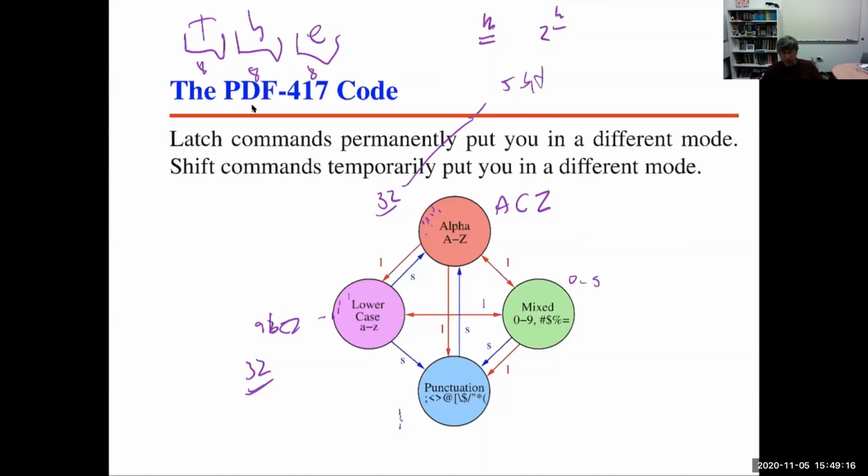And if your message is capital WATCH for this guy, exclamation point. The way to encode it is to get into the capital uppercase mode, then type out all these letters, and then go into the punctuation mode for this guy. He is trouble.